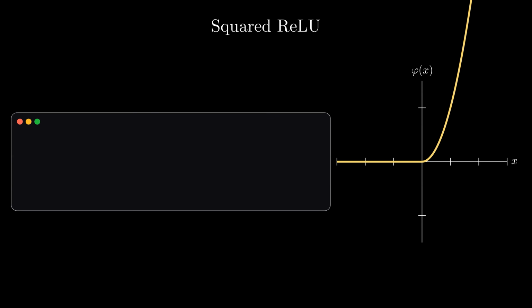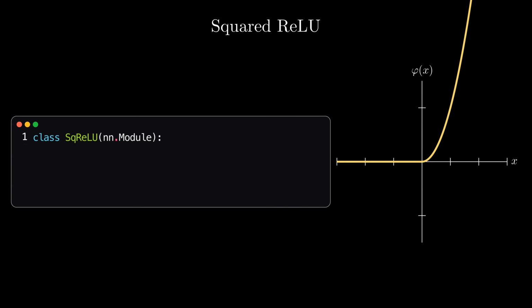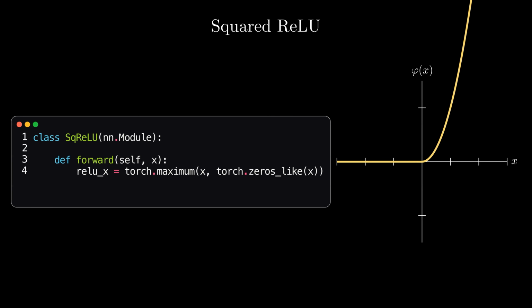The squared ReLU activation function is a simple extension of ReLU. After applying the standard ReLU, which zeroes out negative values, the output is squared. It is parameter-free and highly efficient. This simplicity and efficiency are the reasons squared ReLU is now being explored as a compelling alternative to more complex gated or Swish-based activations in large-scale models.